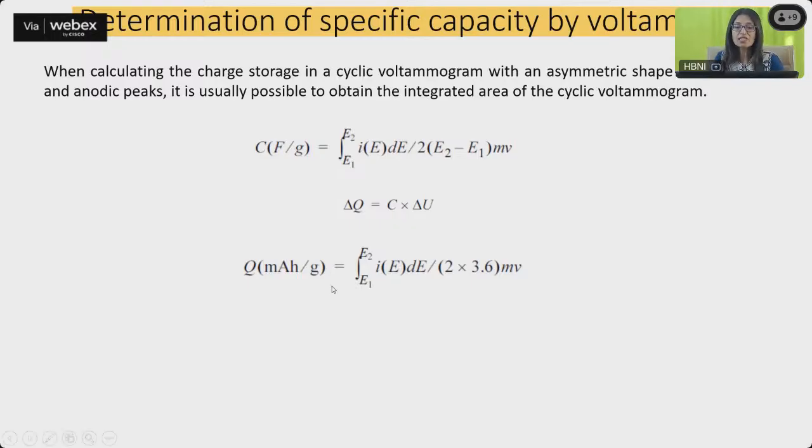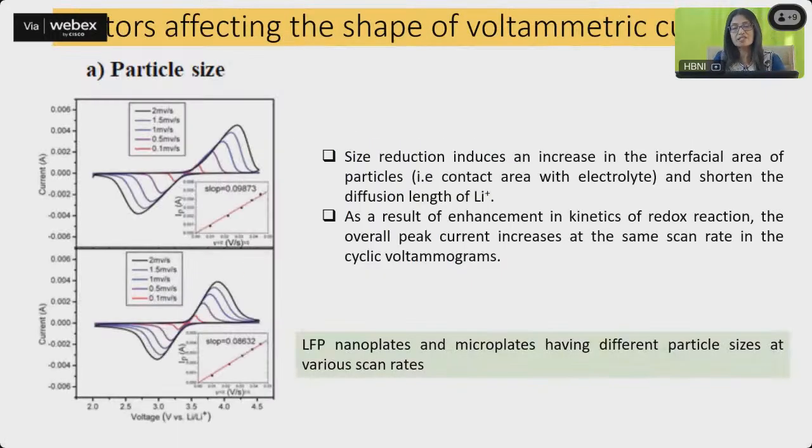So for that, when calculating the charge storage in a cyclic voltammogram with an asymmetric shape of the cathodic and anodic peaks, it is usually possible to obtain the integrated area of the cyclic voltammogram. So you have this area which is coming in, and then how will you get the specific capacity? You will multiply it with your delta U value. And so this Q value is given by this particular equation. Okay, so this is how you will determine your diffusion coefficient as well as the specific capacity using CV techniques for a lithium ion cell.